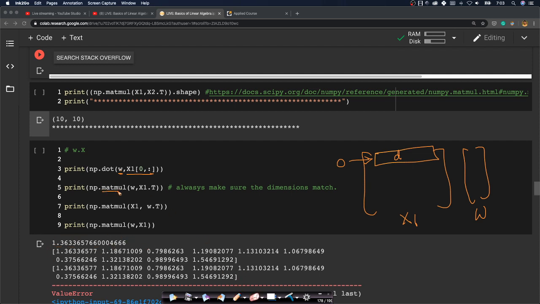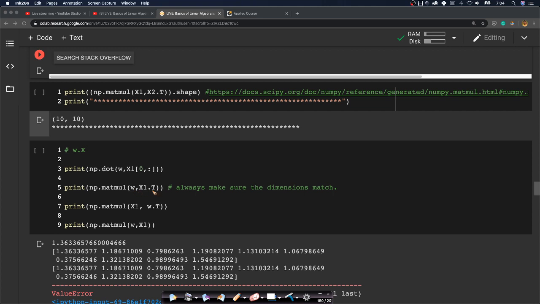Now I want this value to match with what I get when I use matmul. Matmul not only multiplies matrices, it can also multiply a vector with a matrix. So what am I doing here? Again, you should always make sure that dimensions match. I'm multiplying w with x1 transpose. If you print this, you get this output, cool.